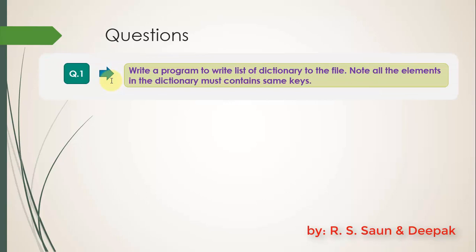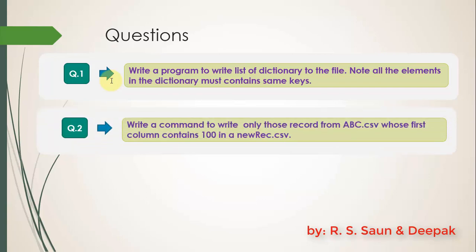So first question is, write a program to write a list of dictionaries to the file. Note all the elements of the dictionary must contain the same values. Okay, so this is question number 1. And write a command to write only those records from abc.csv whose first column contains 100 in a new record.csv. You may find that question number 1 and 2 are the same questions which we gave in the previous video. They are, but now you have to do it with the dictionary reader and writer method.